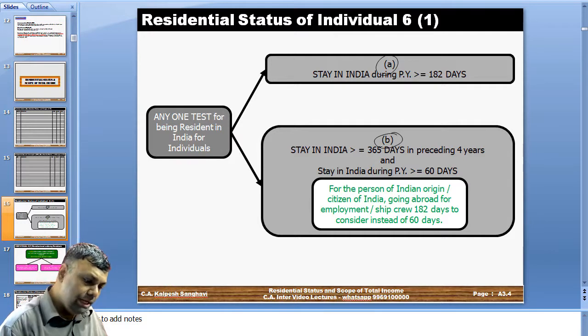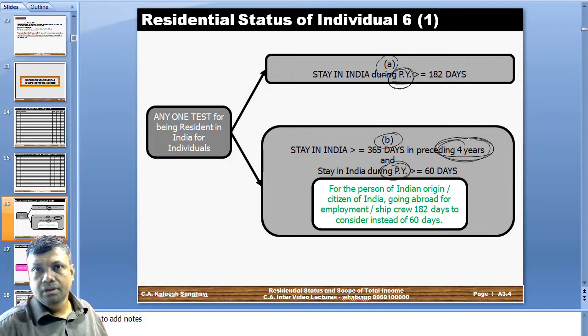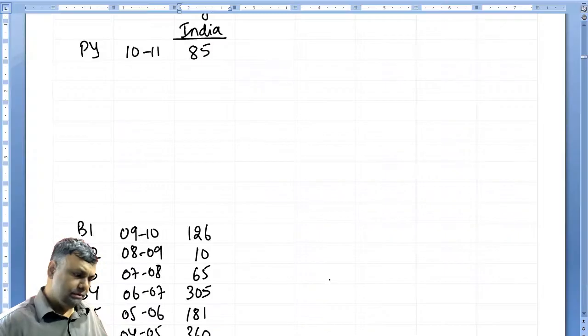And in A and B, you require previous year data, and you require data of 4 years preceding the previous year. This much data is basically required for the purpose of deciding your status with respect to the previous year. So I'll just copy these particular conditions and put them here.